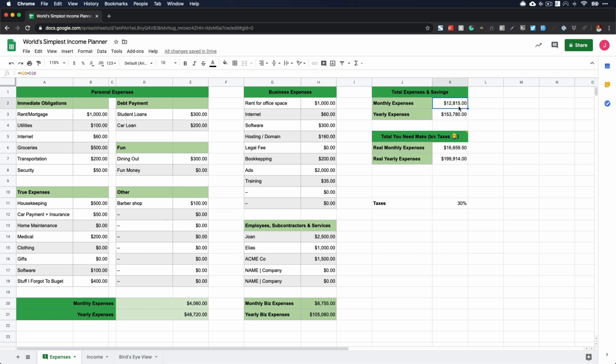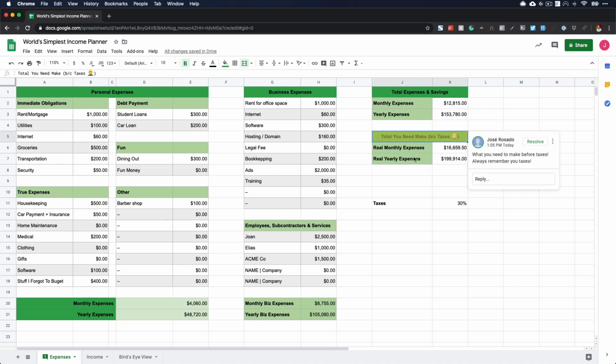Okay, that adds up to $105,000 a year. So here are all your monthly expenses. You add up these monthly expenses for your personal expenses and the monthly business expenses, and it adds up to $12,000, almost $1,300. But here's the thing.